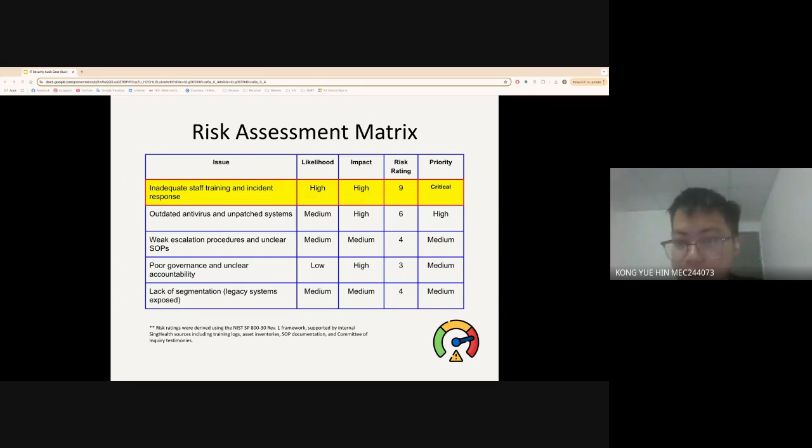Okay. For the risk assessment metrics, we conduct our risk assessment using the NIST Special Publication 800-30 Revision 1 framework, where risk is evaluated as likelihood multiplied by impact. Among the 5 issues, the most severe was the clearly inadequate staff training and incident response, which we rate as high likelihood and high impact, giving it a risk score of 9. It's a critical risk. Why is this risk high likelihood?